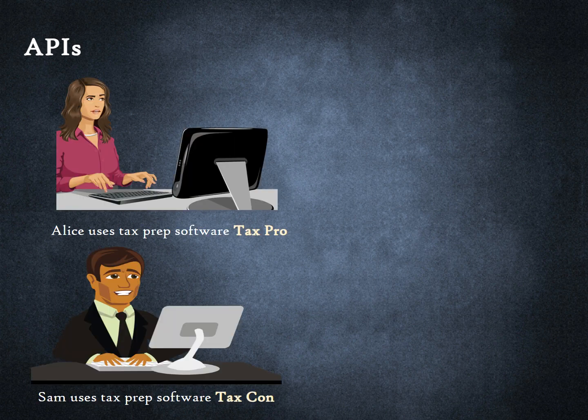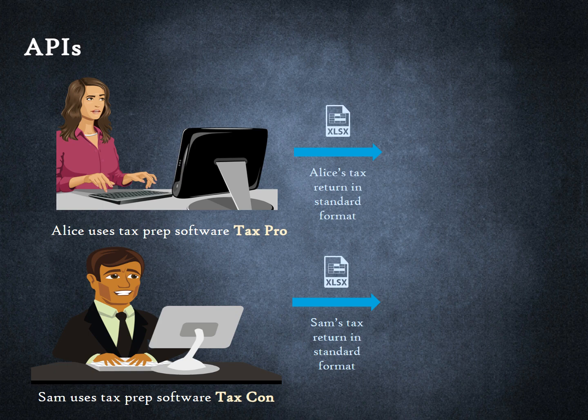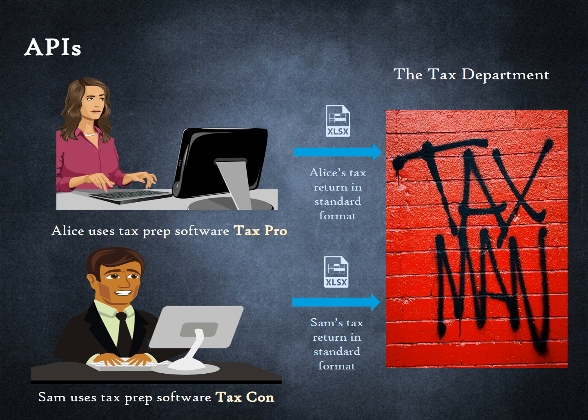Alice and Sam are filing their personal income taxes. Alice uses a software called Tax Pro. Sam uses software called TaxCon. Different people could be using different tax preparation software. But as long as the output of the tax prep software is in the standard government-mandated format of a tax return, the tax returns can be electronically consumed by the government systems.